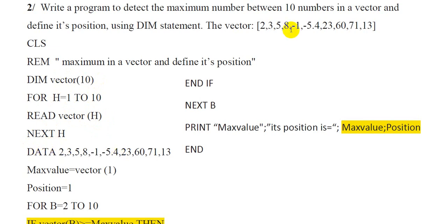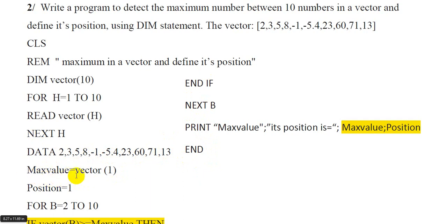Data is given exactly as stipulated in the example: 2, 3, 5, 8, 1, 5, minus 5, 4, 23, 16, 71, 13, and end. Here, as you can see, this is the complementary set of steps for the source code we are visualizing right now.